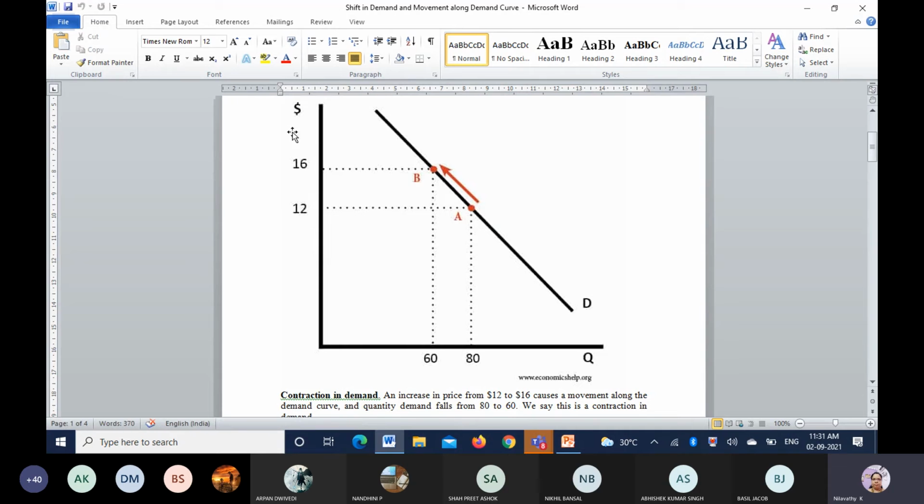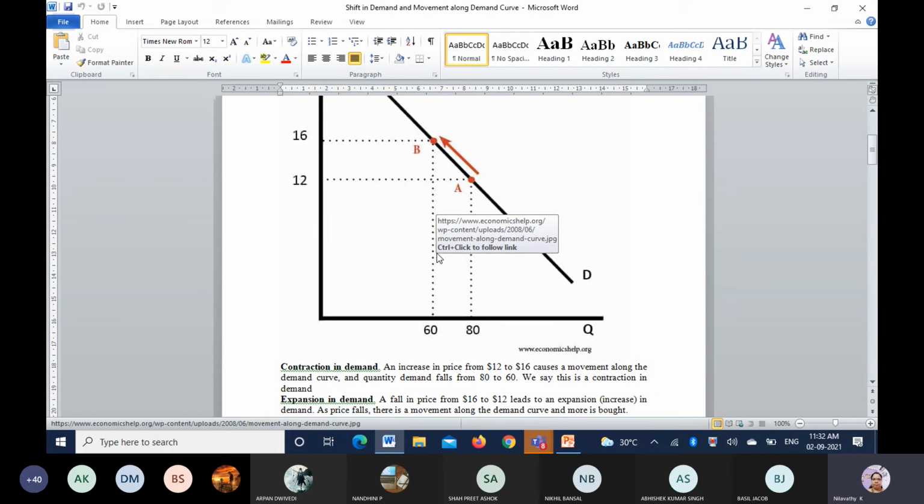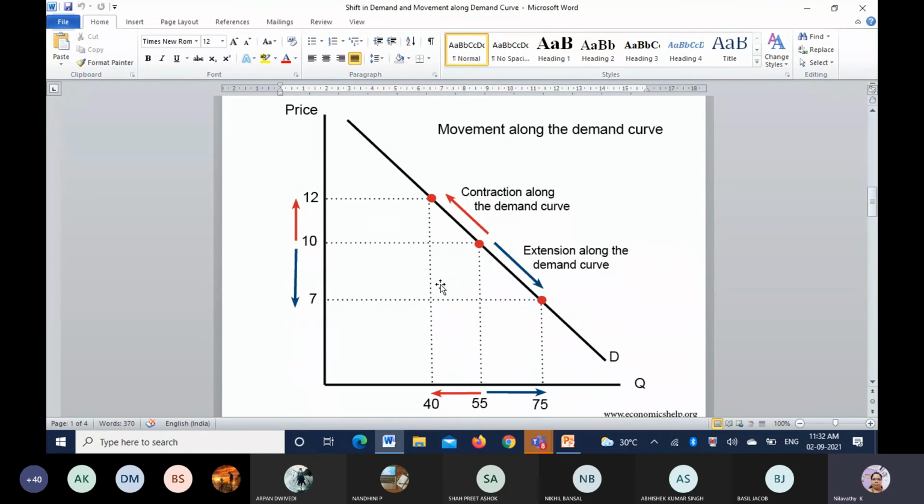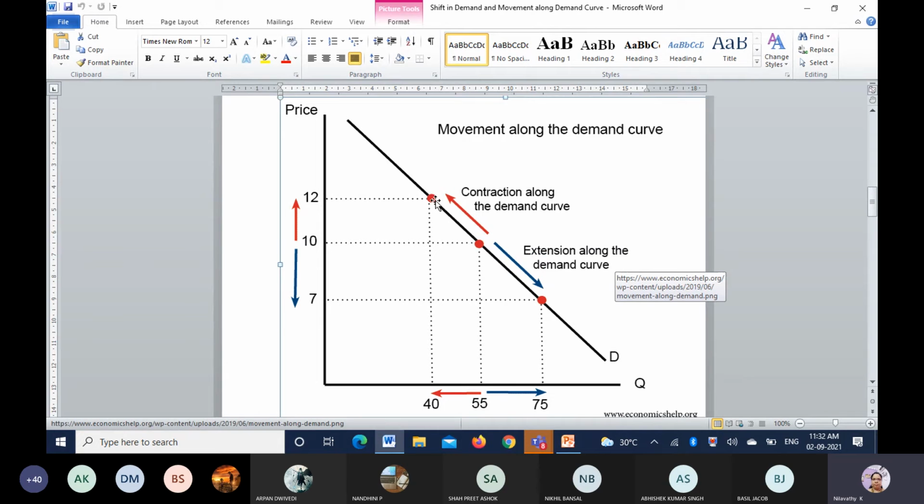The same thing, if initially the price is 16 and you are demanding 60, when the price declines to 12 rupees, the demand will increase from 60 to 80. This increase from 60 to 80 we will call an expansion in demand. So that is contraction and extension or expansion, whichever you like to say. Here you can see this is contraction and this is extension or expansion of demand. This is what we call a movement along the demand curve.